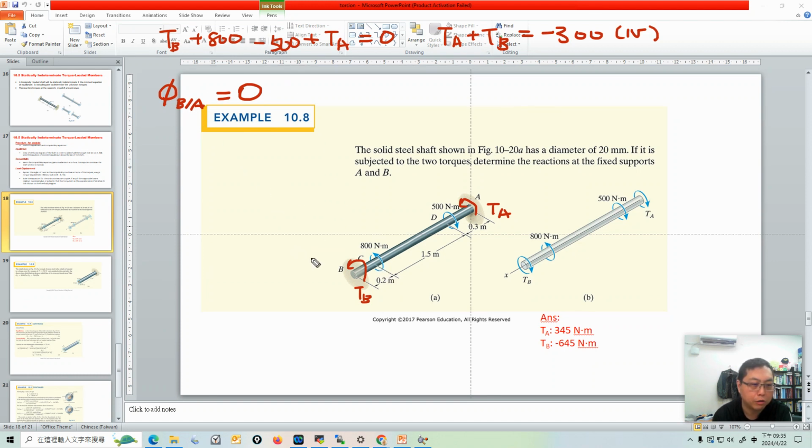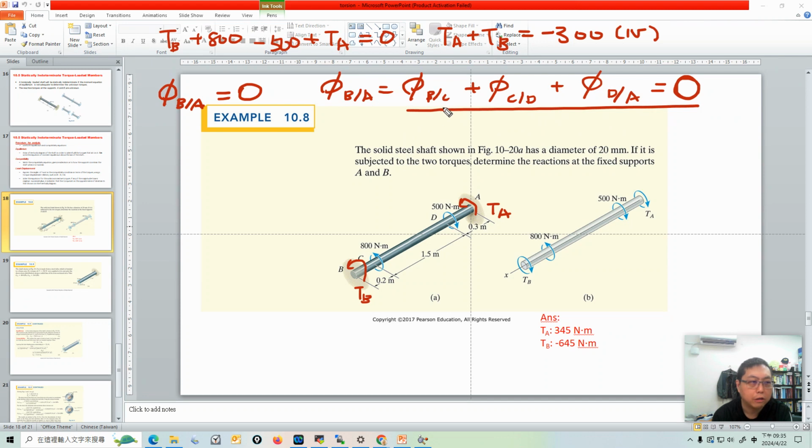And φBA, because in this problem we have three sections. BC is a section, CD is a section, DA is a section. So we can separate φBA into three different parts: φBA is equal to φBC plus φCD plus φDA. Overall the summation must be 0, so this is another equation we can use.